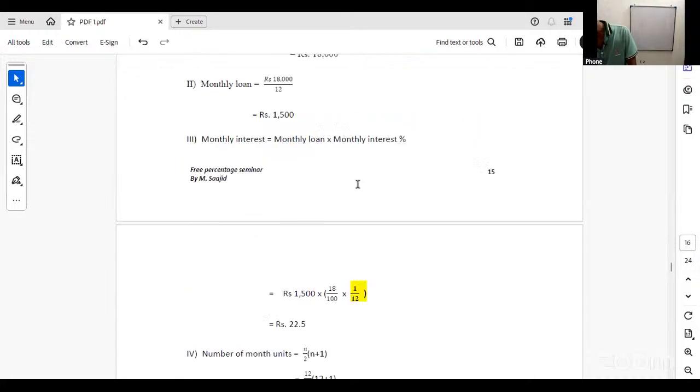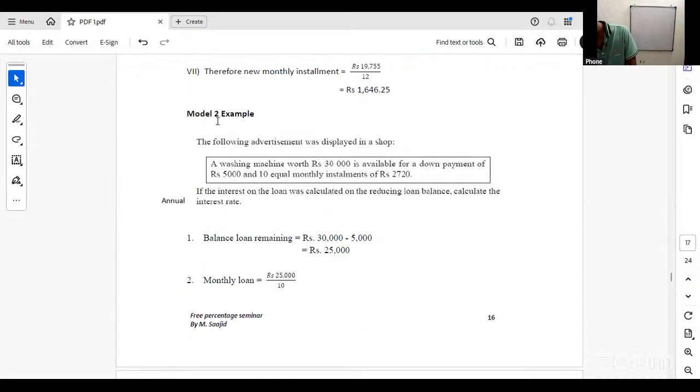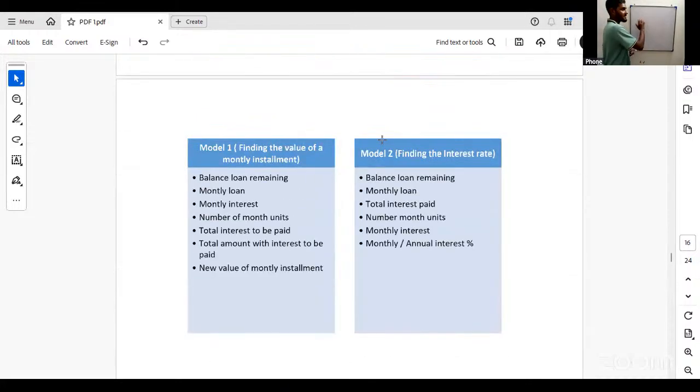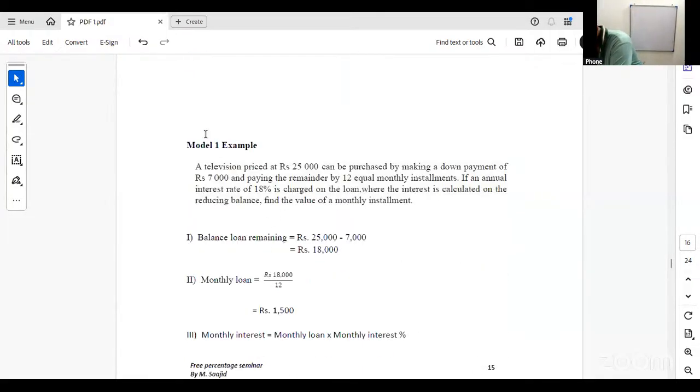Understood? Now look at the second model example. The following advertisement was displayed in a shop. A washing machine worth 30,000 is available for a down payment of 5,000, then monthly installments of 2,720. If the interest on the loan was calculated on the reducing balance, calculate the annual interest rate. See the last sentence: calculate the annual interest rate. They ask for the interest rate. That means the second model. So always look at the last sentence and choose which model you have to follow. Understood?